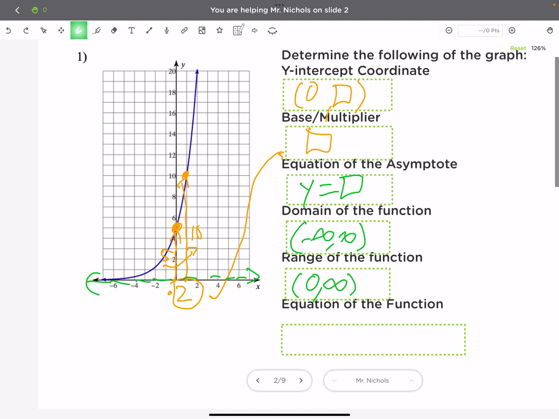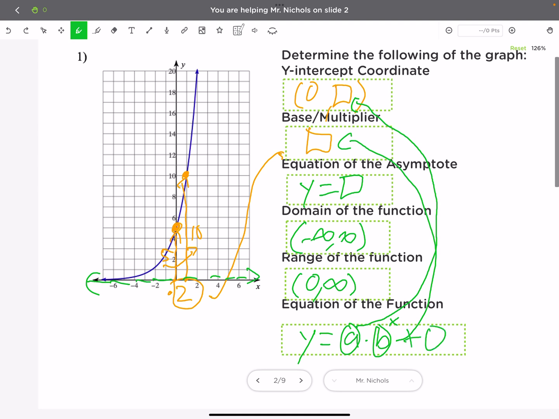And then finally, my equation in this case is going to be y is equal to a times b to the x. The a is going to be my y-intercept, and the b is going to be my multiplier. And so you just plug in the y-intercept and the multiplier in this case, because my asymptote is at 0. Remember, the asymptote plus some value here is plus 0, but you don't need to write that. So it's just going to be y is equal to a times b to the x.